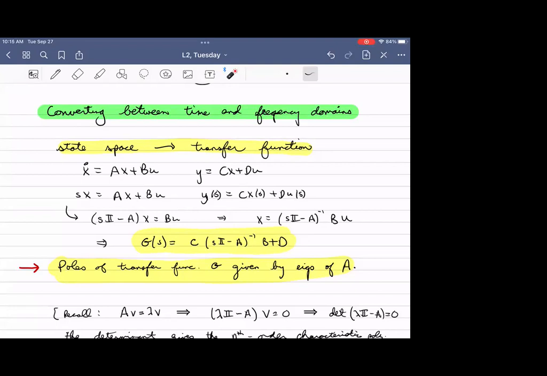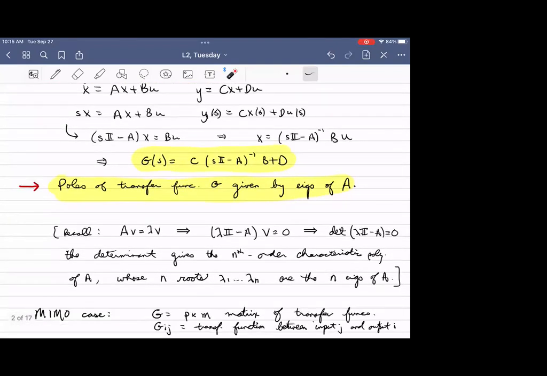Notice that the poles of the transfer function, so this is what we were talking about last time, the values of S in the complex plane where G is infinite, are given precisely by the eigenvalues of A. And I'll just remind you that the eigenvalues of A, we would normally write like this, which we can rewrite as (lambda I minus A) V equals zero, so that the determinant of this has to be equal to zero. And this gives a characteristic equation whose roots are precisely the eigenvalues.